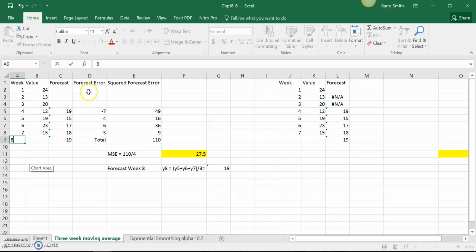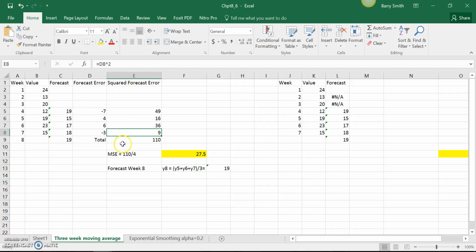Well, to get the MSE, first we have to calculate the forecast error. And that is just taking this point minus this point, so it's just B5 minus C5. Again, Control D down: B6 minus C6, B7 minus C7, and B8 minus C8. And those give us our forecast error. Then we need to find the squared forecast error, and that just squares each one of these: D5 squared, D6, D7, D8, all squared.